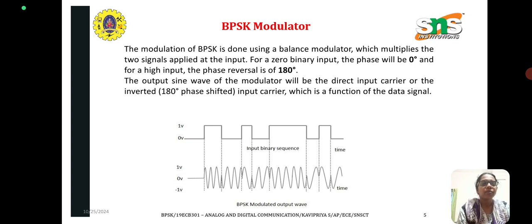The diagram shows the input signal and the binary phase shift keying signal. When the input is 1, there is a 180-degree phase shift, whereas when the input is 0, there will be a 0-degree phase shift, which is shown in the second diagram.